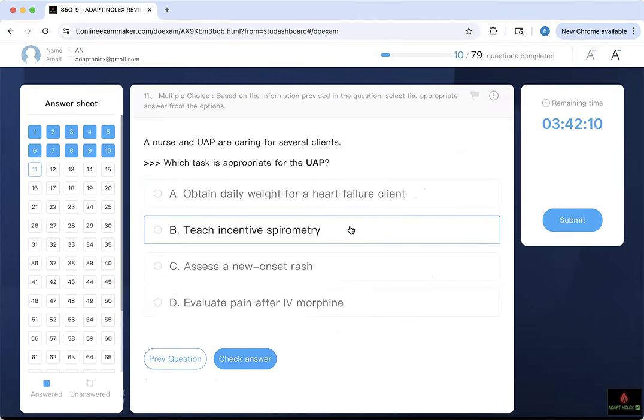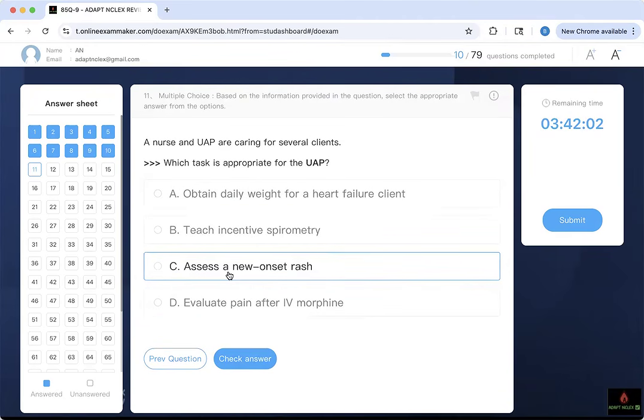Obtain daily weight for a heart failure client. Weight. Teach incentive spirometer usage. Teaching. Assess a new onset rash. Assess. Evaluate pain after IV medication. Evaluate. Which one is appropriate for a UAP?